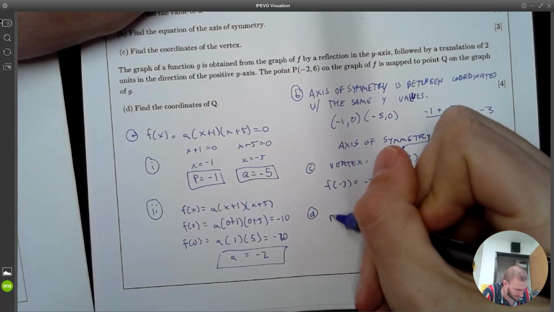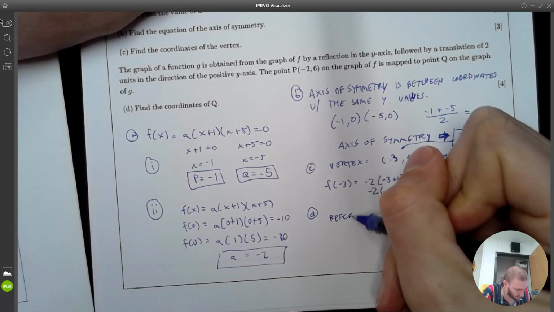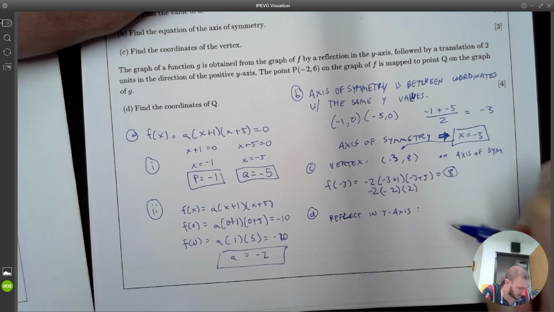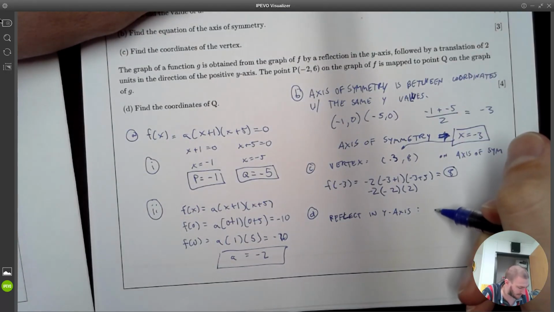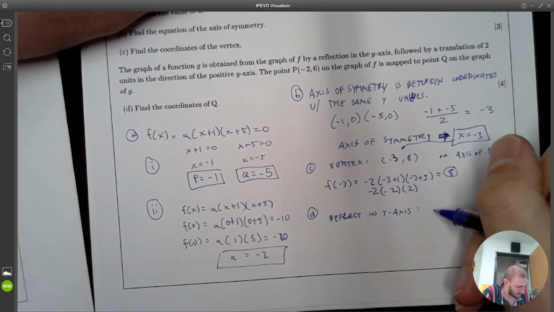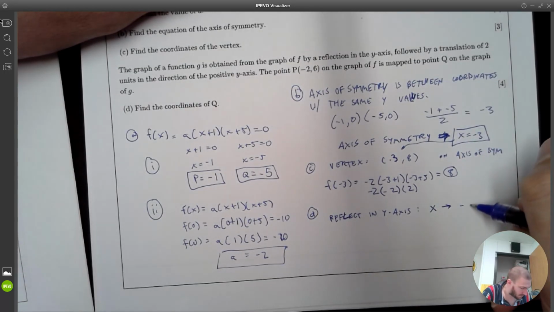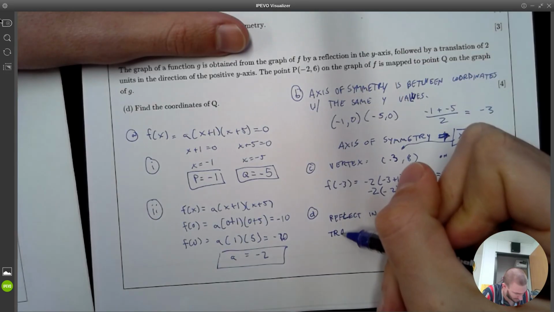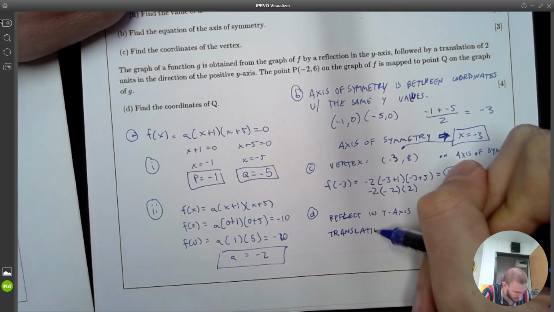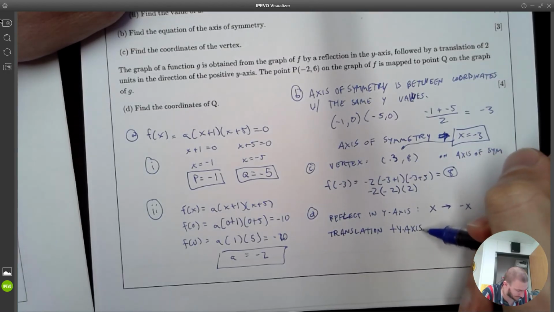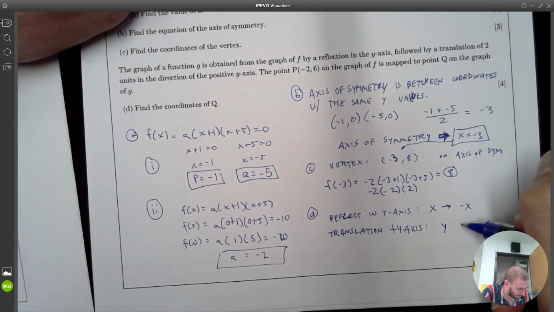We should have reflect in the y-axis. What does that do? That means that my x needs to become negative. So x maps onto -x. Then I have my translation, positive y-axis. And what does that mean? That means my y will map onto y plus 2.